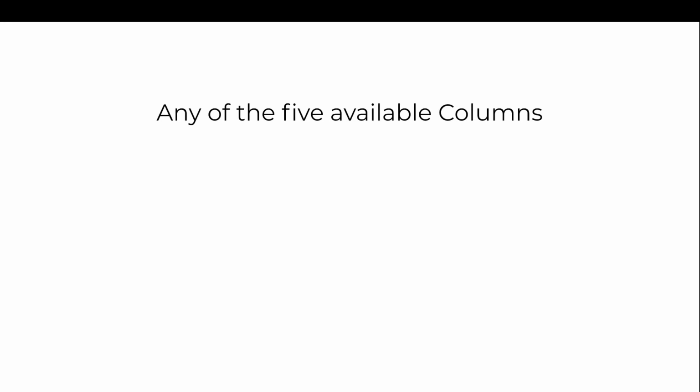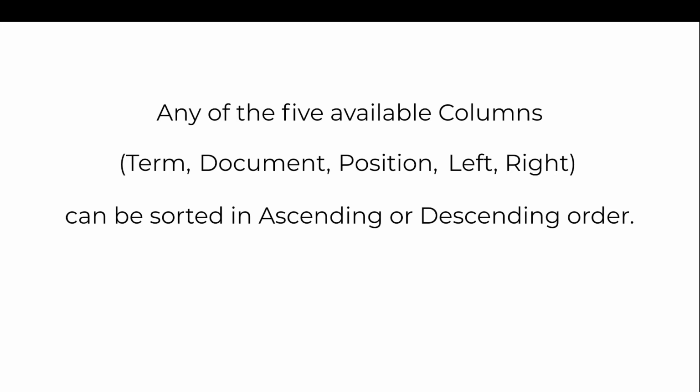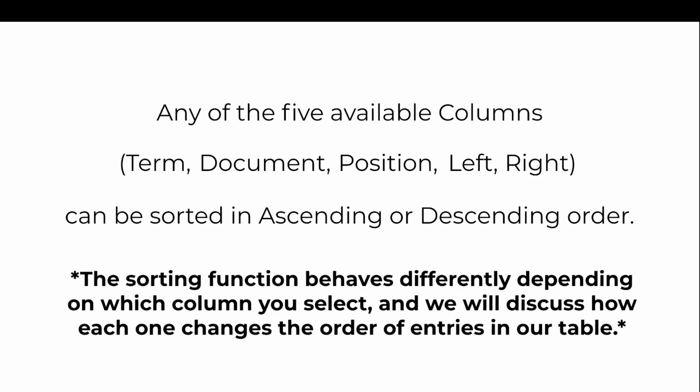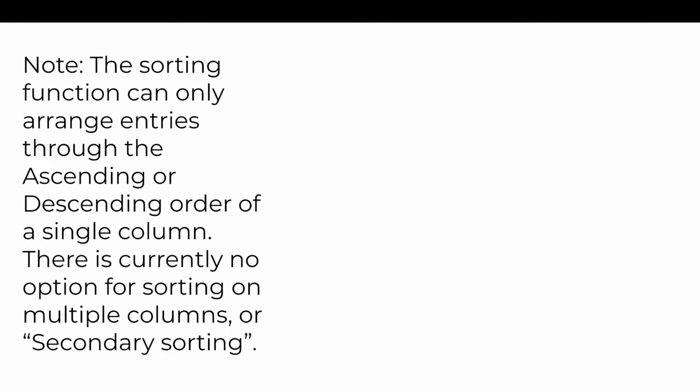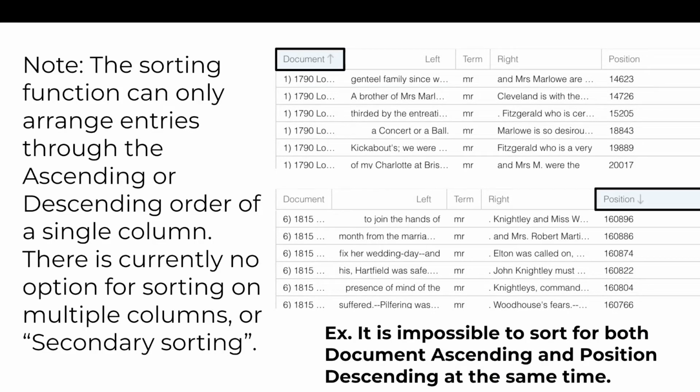Any of the 5 available columns, term, document, position, left, and right, can be sorted in ascending or descending order. The sorting function behaves differently depending on which column you select, and we will discuss how each one changes the order of entries in our table. Note: the sorting function can only arrange entries through the ascending or descending order of a single column. There is currently no option for sorting on multiple columns or secondary sorting. For example, it is impossible to sort for both document ascending and position descending at the same time.